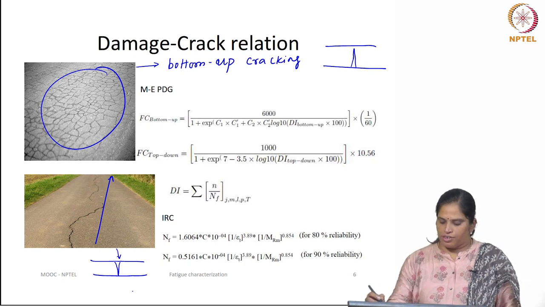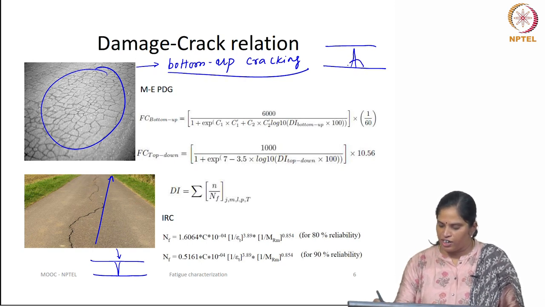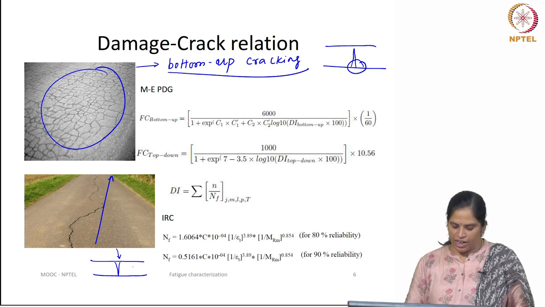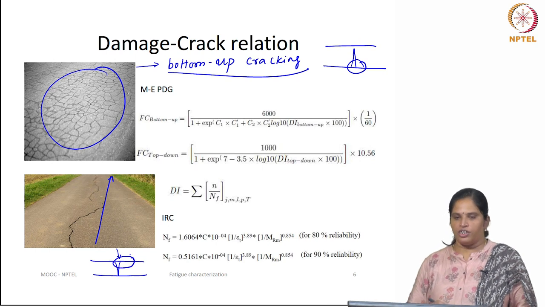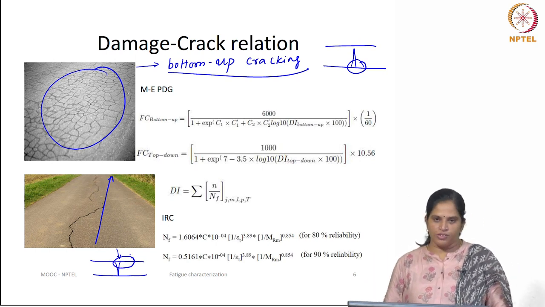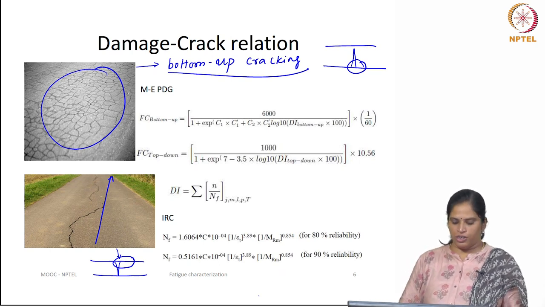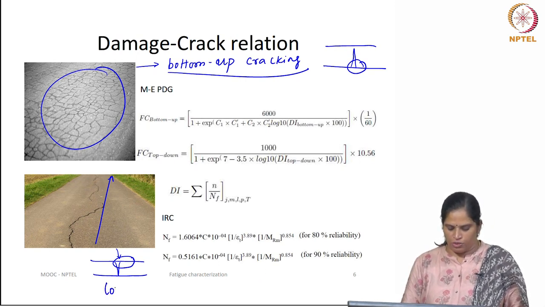So, this bottom up cracking will be due to tensile strain at the bottom of an asphalt layer, and the top down cracking will be a result of tensile strain near the top surface of an asphalt layer. So, we have two structural related cracks that occur due to repeated load applications. One is bottom up cracking, another we call top down cracking.